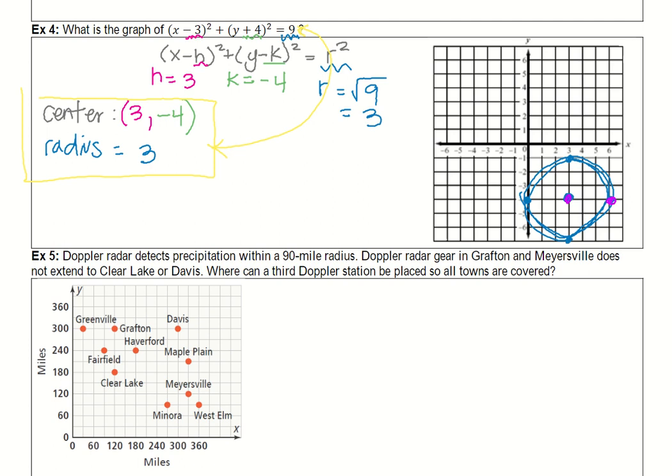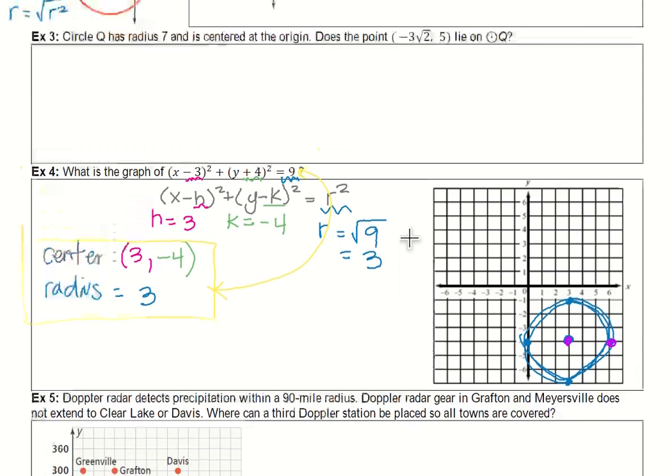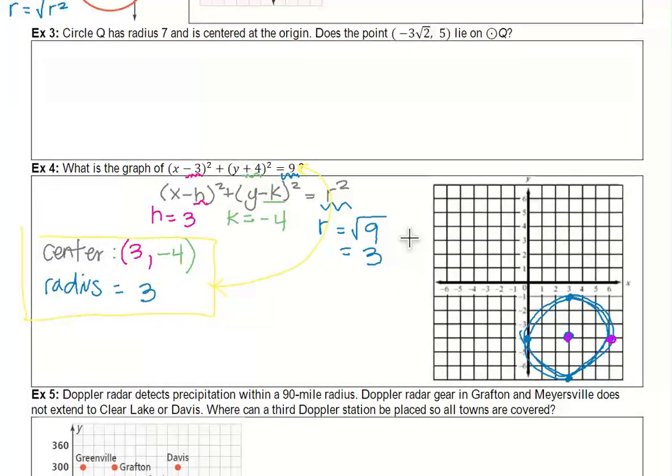I'm not doing a ton of examples with those things. I'm doing more examples with the harder pieces. So feel free to ask questions as you're working on the assignment if something is confusing you within the equation and how the equation relates to finding the center and the radius. And then you will be graphing using digital tools for this.